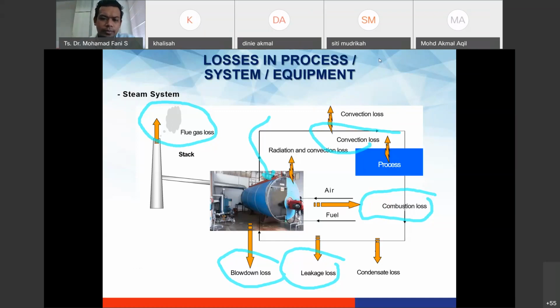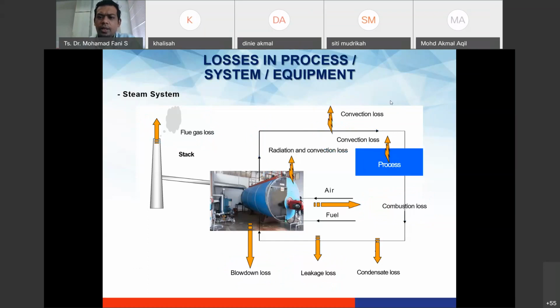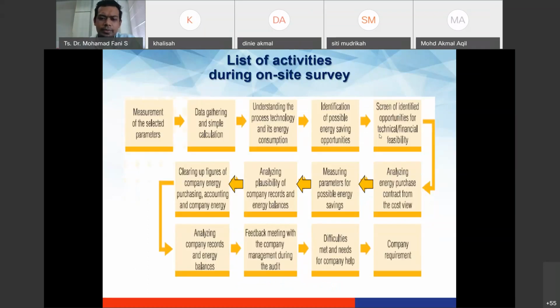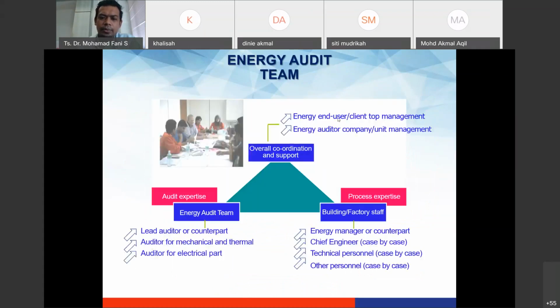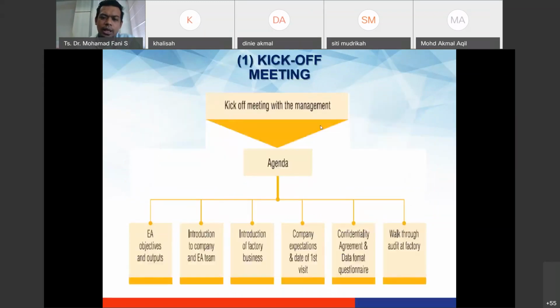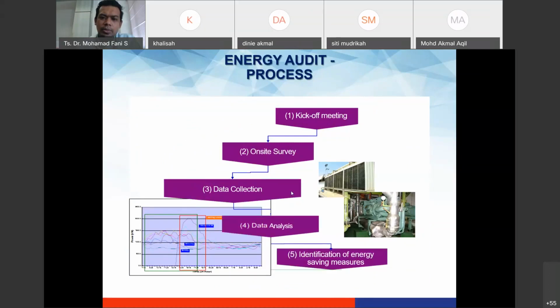Doctor, this step and method, we need to include in the group assignment, right, Doctor? Yeah, good. So for the energy audit, that's the step, okay? This is all about the steps for the energy audit. This is the process, so you must put it in your group assignment.